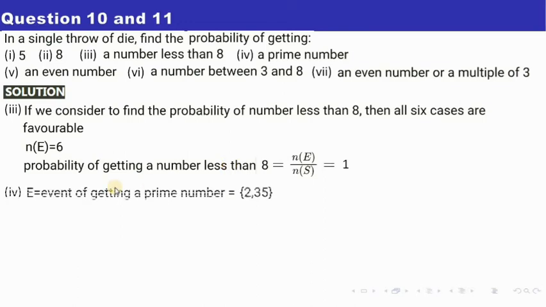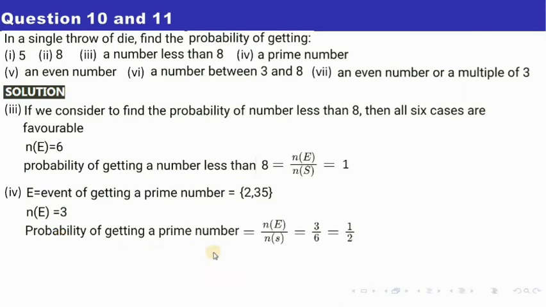All right, so let me take question number 4. You want to get a prime number, and out of 1, 2, 3, 4, 5 and 6, these are the only prime numbers: 2, 3 and 5. How many elements are there in this particular set? There are 3 elements, that is 2, 3 and 5. So n(E) will be 3. So the probability of getting a prime number is n(E) by n(S). n(E) is 3, n(S), the total number of elements in the sample space, is 6, so 3 by 6 is half. So my answer for this particular question becomes half.